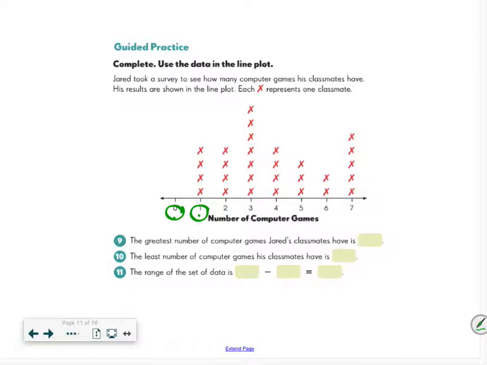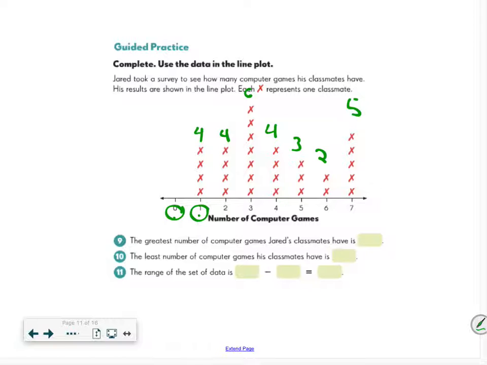1, 2, 3, 4 kids in his class have 1 game. 4 kids in his class have 2 computer games. 6 kids in his class have 3. 4 kids have 4. 3 kids have 5. 2 kids have 6, and 5 kids have 7. Before I can answer any questions, I need my data set.